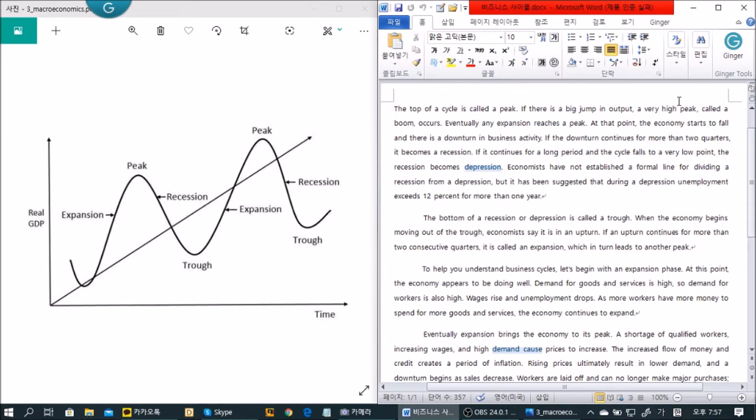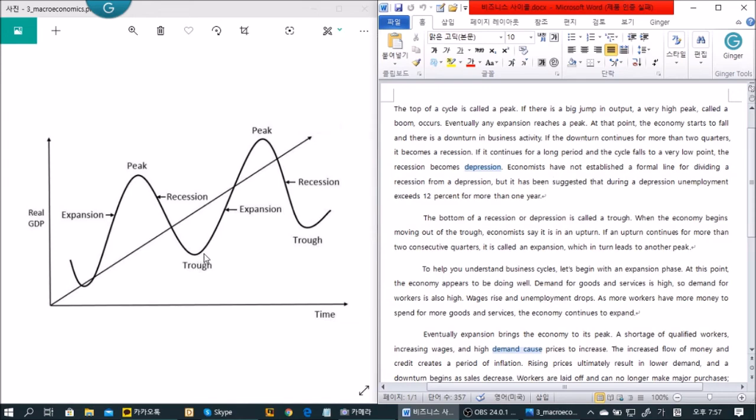Rather than recession, there is a more specific term which is downturn. If a downturn continues for more than 2 quarters, it becomes a recession. If it continues for a long time period and the cycle falls to a very low point, it reaches a depression. Depression is lower than trough. Economists have not established a formal line for dividing recession from depression, but this test suggested that during a depression, unemployment exceeds 12% for more than 1 year. The bottom of a recession or depression is called a trough.